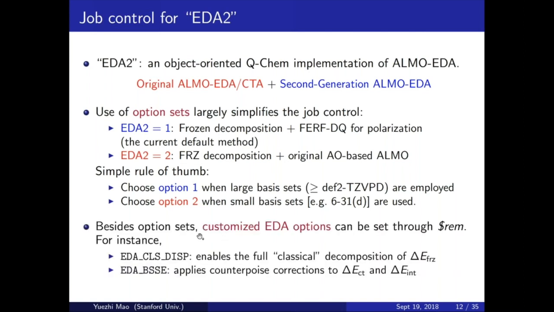And besides these option sets, there are some customized EDA options as well, and they can be set through the $rem section. For example, one can set EDA_CLASS_DISP to true, and this enables the full classical decomposition of the frozen interaction energy, and also EDA_BSSE. If it's true, then the code will perform counterpoise corrections for the charge transfer term, as well as the total interaction.